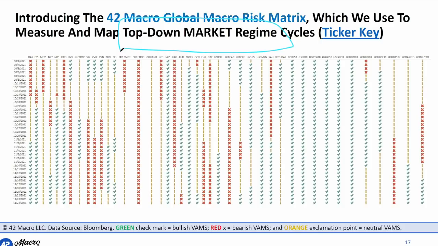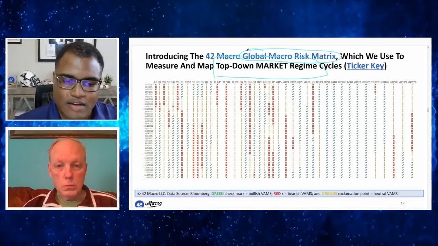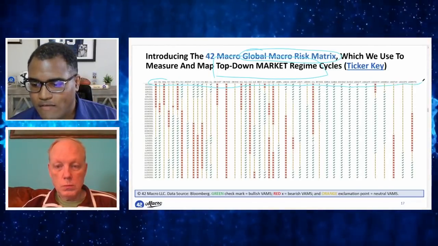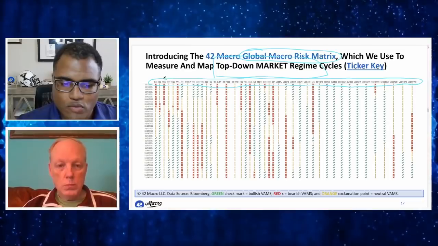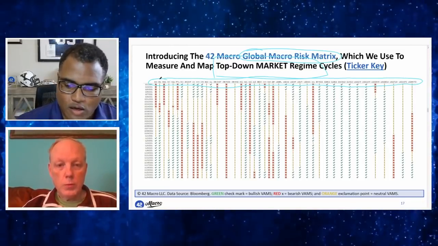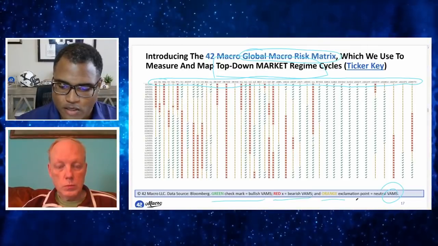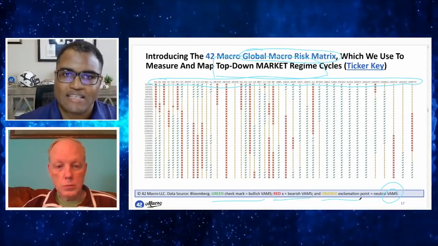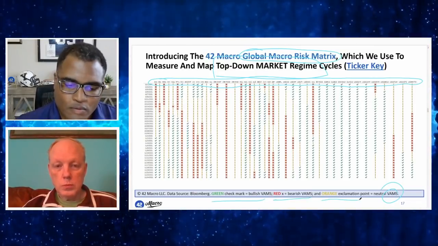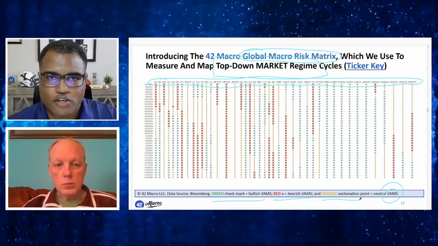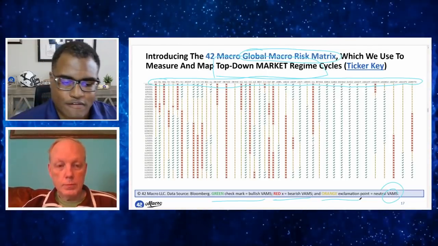And so what this macro risk matrix is doing is knocking on the door of the 42 most liquid, most widely followed market indicators in the world through the lens of what we call our volatility adjusted momentum signal process. Green is bullish, red is bearish, the exclamation points are neutral, and we're asking each of those markets, hey, do you think it's Goldilocks? Do you think it's reflation? Do you think it's inflation? Or do you think it's deflation, as a function of its state?